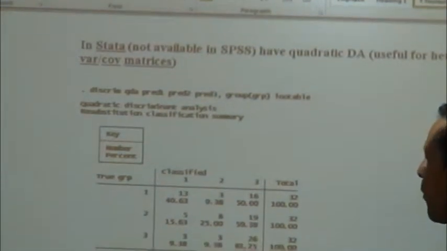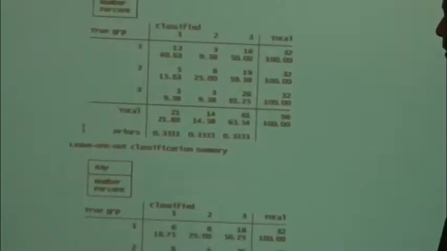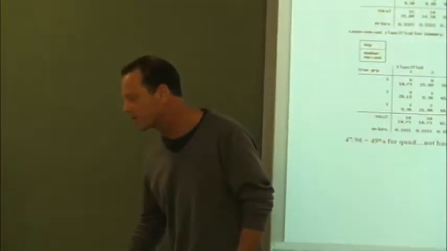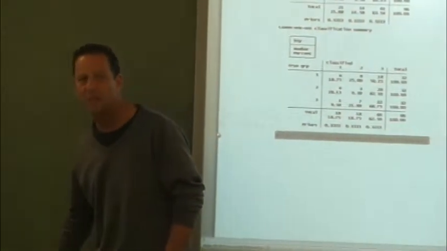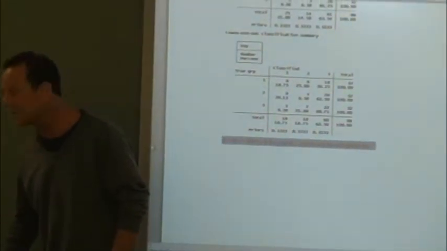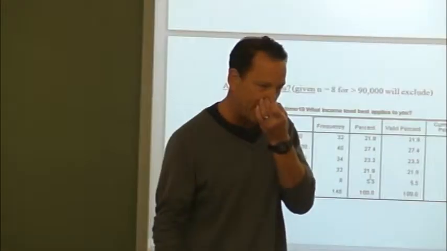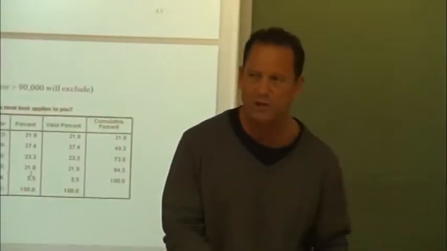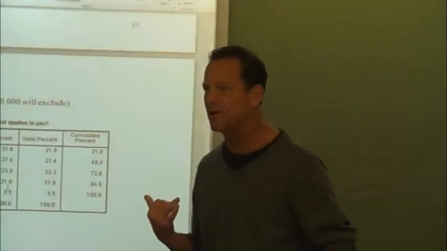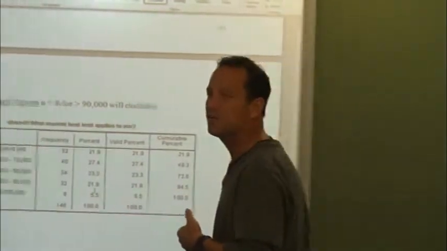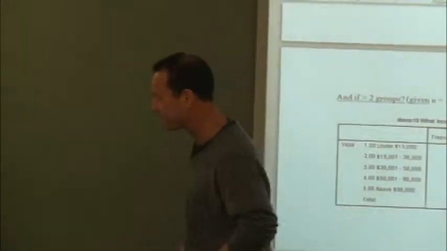And I can see how well I classified and see if it's any improvement. We did 49% for quadratic. Not bad, huh? Remember, it was pretty low initially, so we did a better job with the quadratic. So that's something you may want to consider. Unfortunately, SPSS doesn't have a routine embedded for quadratic discriminant analysis, but there might be a macro somewhere out there. But at least now you know what you can do if the variance covariance matrices are not equal.